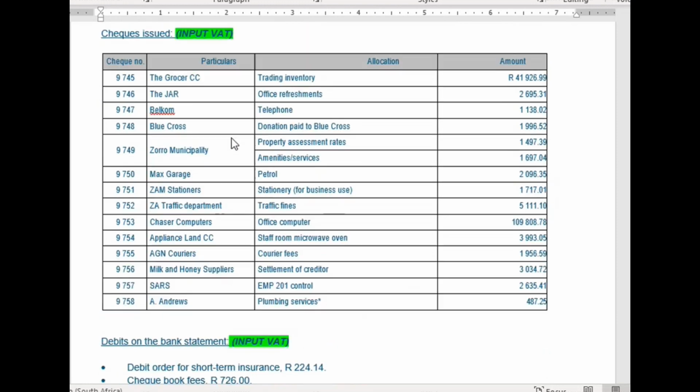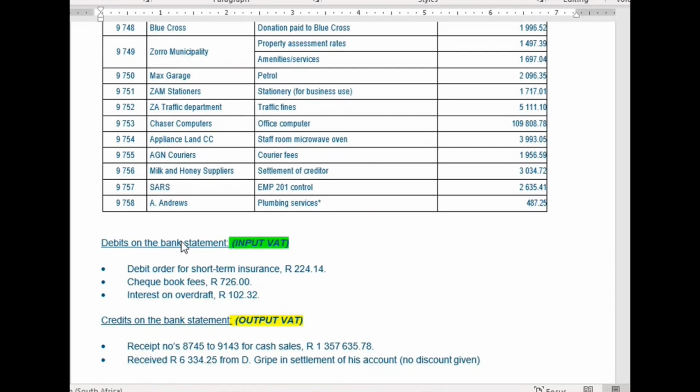Okay. Then you have the next one there, which is debits on the bank statement. Now, when will your bank statement be debited? When you are paying something. Remember, it's not your statement, it's the bank statement. So therefore, everything that you pay or that goes off against your bank statement is debited. It's good for the bank, not for you, but it's not yours, so it's on the bank statement. So therefore, these debits also will carry input VAT.